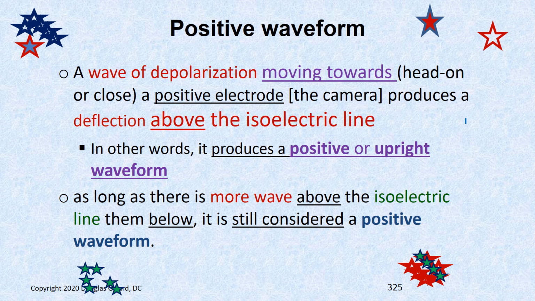So this is important. Positive waveform. That means that a wave of depolarization moving head-on to a current will cause the camera to see and write a positive waveform. If this is the isoelectric line here, what's a positive waveform? It's a wave that goes like this. What's a negative waveform? It's a wave that goes below the isoelectric line. In fact, what is this wave called I just drew? That's called a biphasic wave. That's going to be the key of this lesson today.